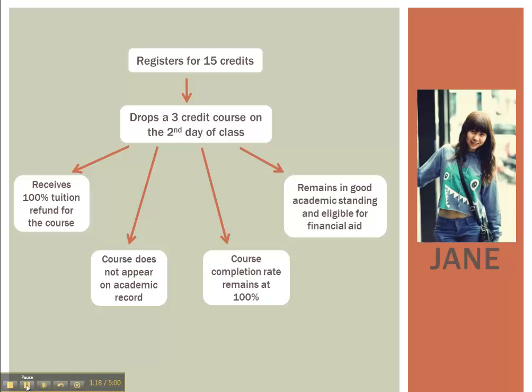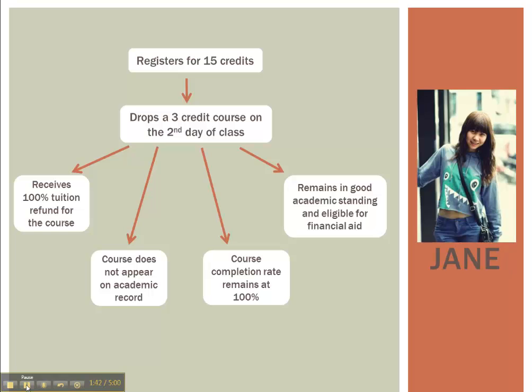First, we have Jane. She registered for 15 credits at the beginning of the semester. On the second day of class, she realizes that she doesn't need her 3-credit accounting course, so she logs into e-services and drops the course. Because she removed herself from the course during the drop period, she will no longer be financially responsible for paying for the class.